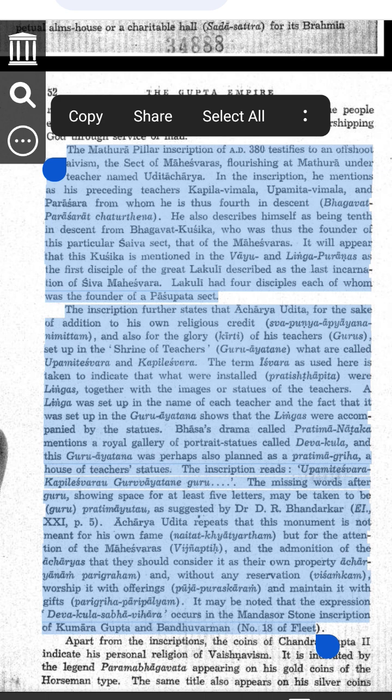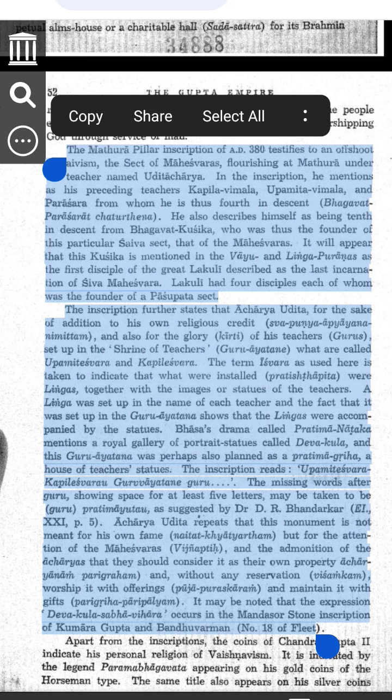Example: think of cricket. All cricketers love cricket, just like all Shaivas worship Shiva. But some follow Sachin Tendulkar, some follow Virat Kohli, some follow Dhoni, just like Shaivism had different sects following different teachers. The Maheshwaras were one such group that followed their own special teachers.